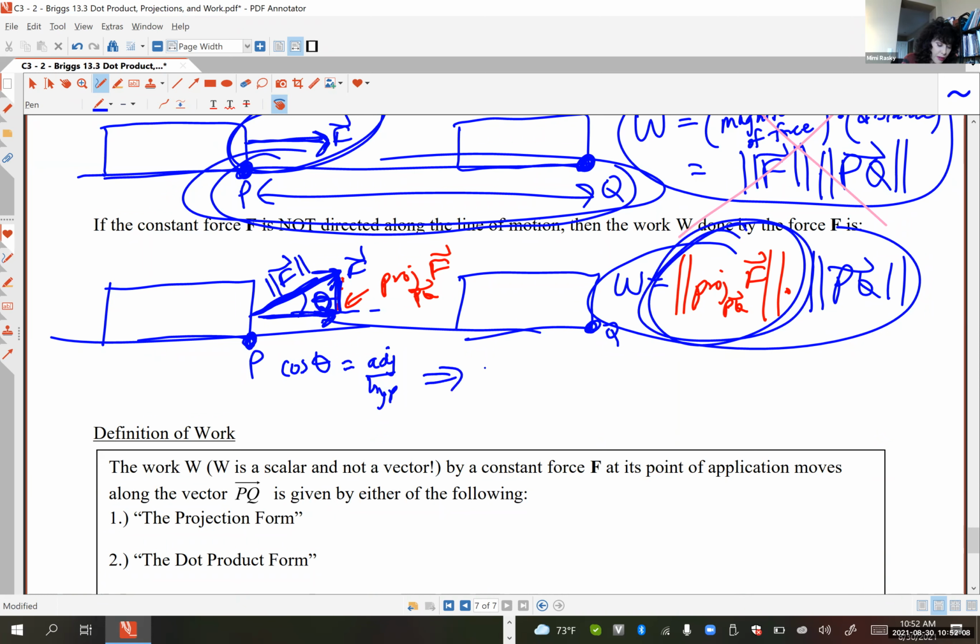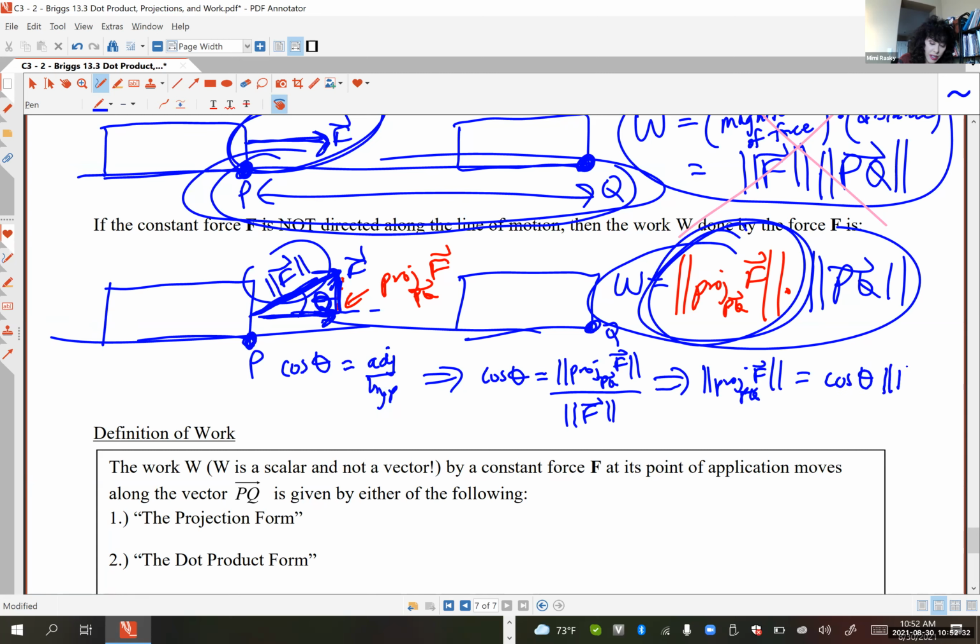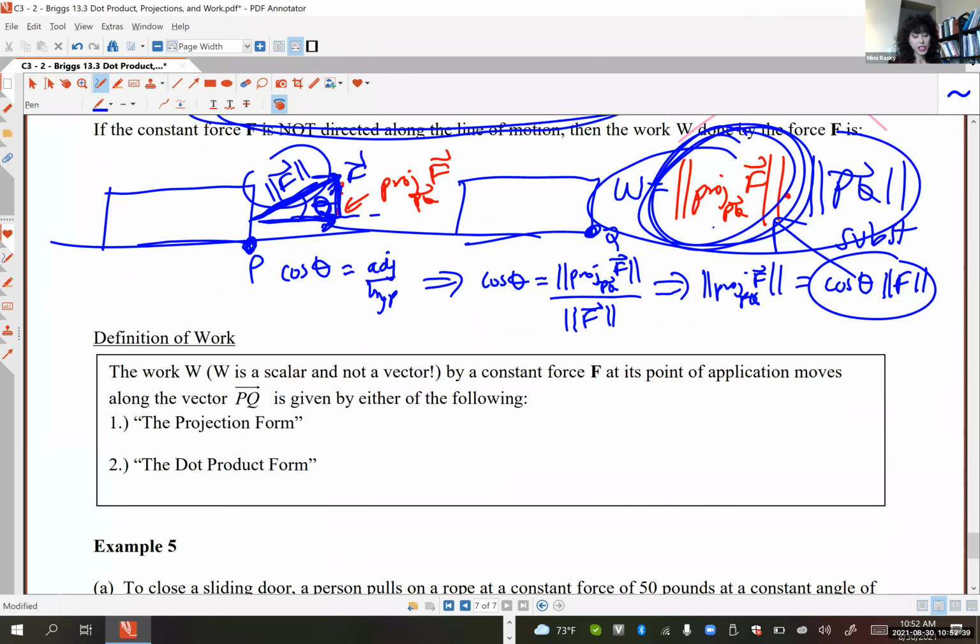So what I'm saying, folks, is cosine of the angle is the adjacent side leg, which is the magnitude of the projection of F on PQ, which we wish we had, divided by the hypotenuse of the right triangle, which we have, its magnitude of F. Solve this little formula for the magnitude of the projected vector, and voila, you're going to substitute this in place of this red projection magnitude.